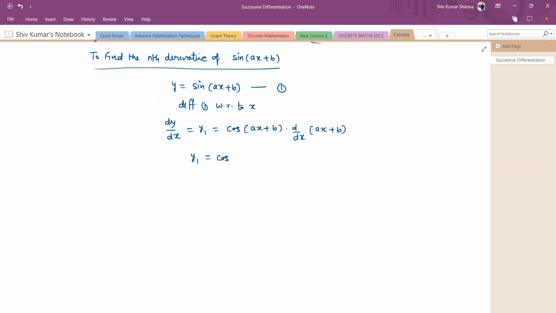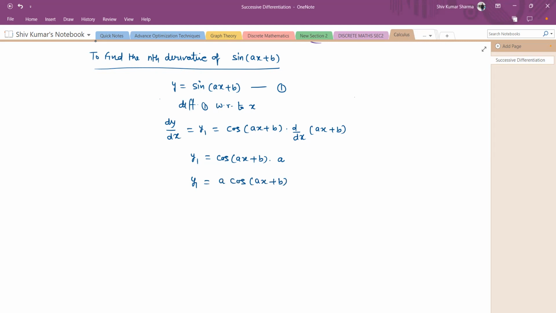y1 is equal to cos(ax+b) into the differentiation of ax+b. The differentiation of x is 1, and the coefficient is a, so we write a. So y1 is equal to a cos(ax+b).